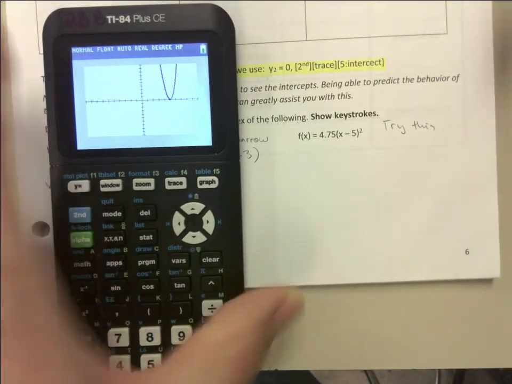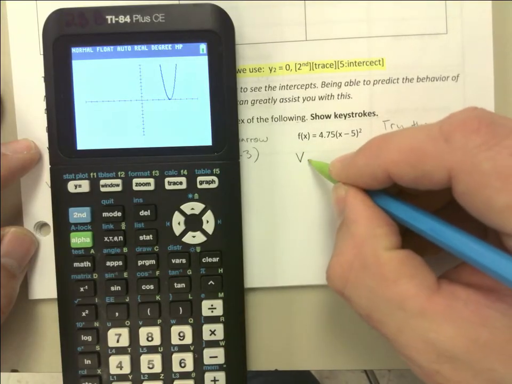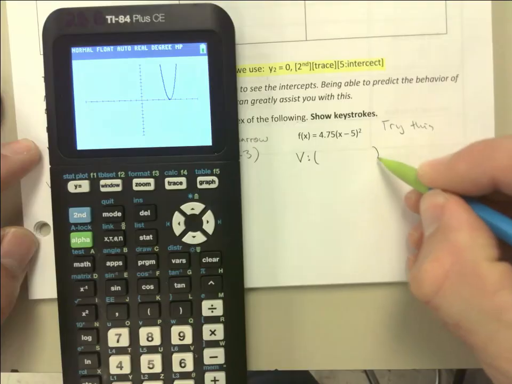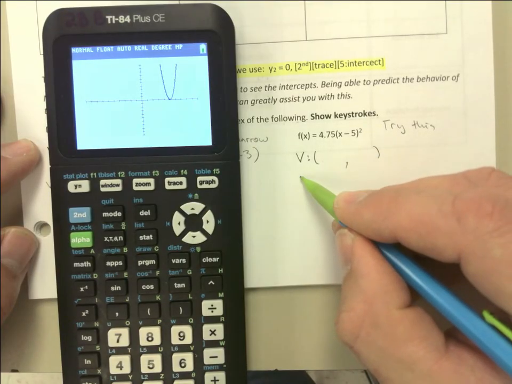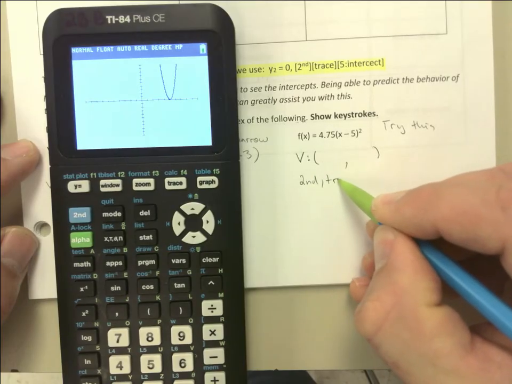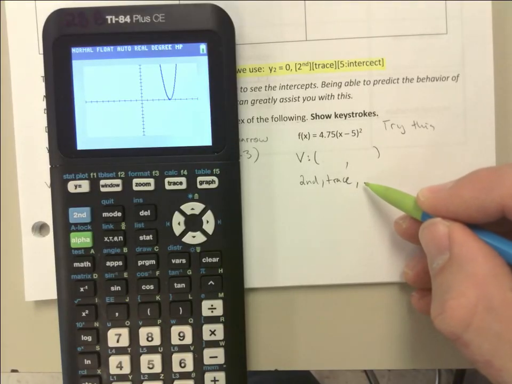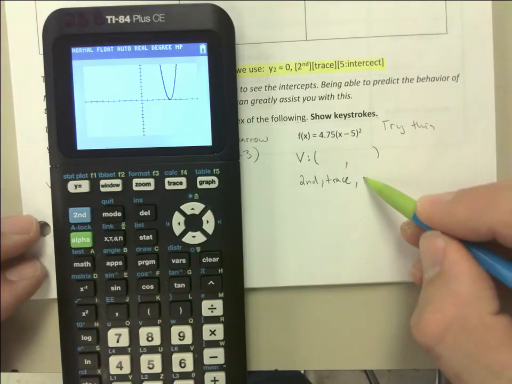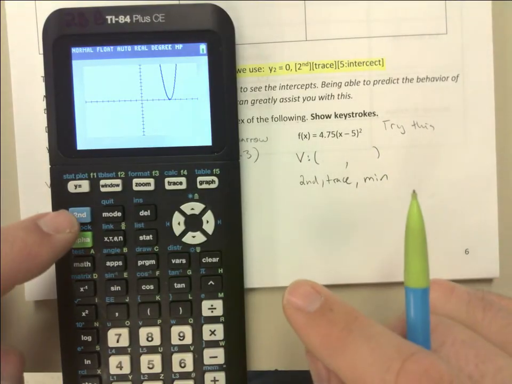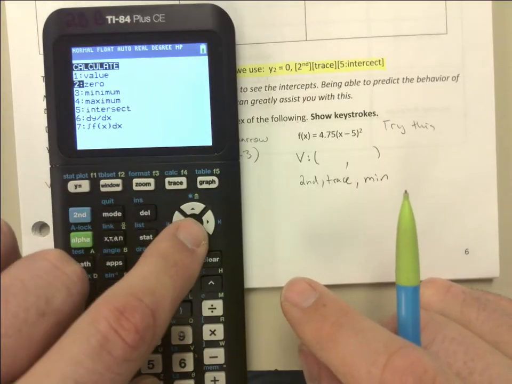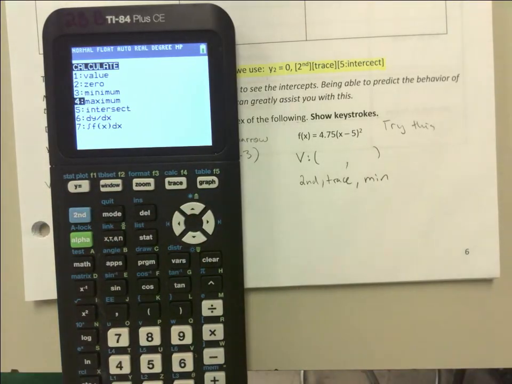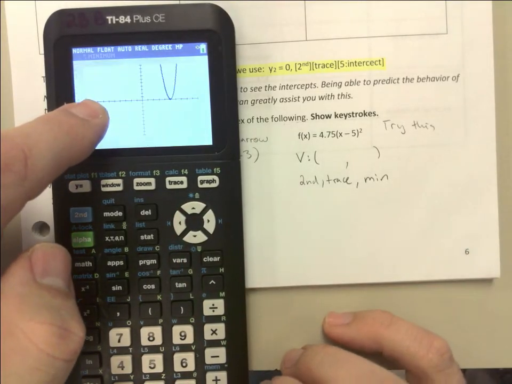Okay, what are we going to find first? Let's find the vertex. We want the coordinates of the vertex. And how do we find that? It's second trace every time, pretty much. You're going to have to press second trace. Min, right? Min, because it's the lowest point. There we go. So let's go ahead and do that. Second trace, minimum. If you press maximum, listen, it's going to try, and it's going to give you something, but it's going to be wrong. Unfortunately, it won't say, can't do it. You have to decide. So it is a minimum.